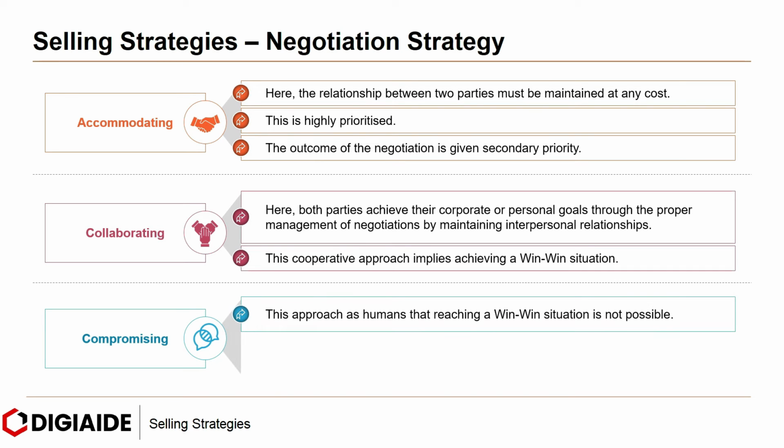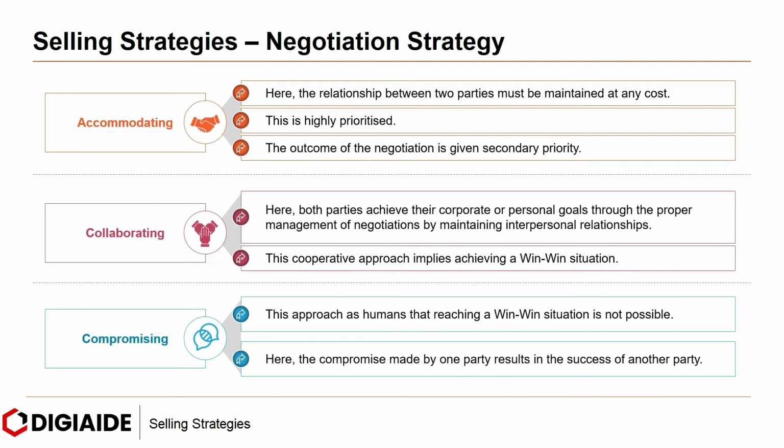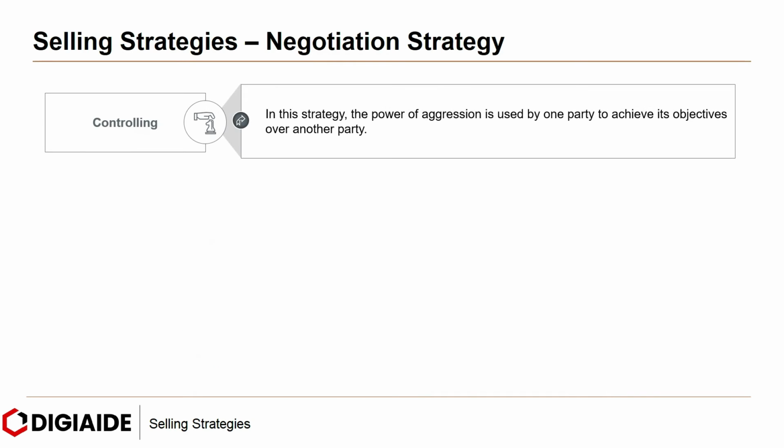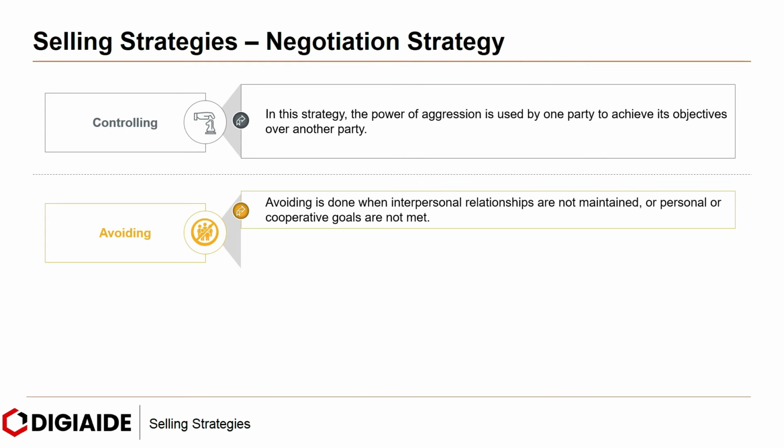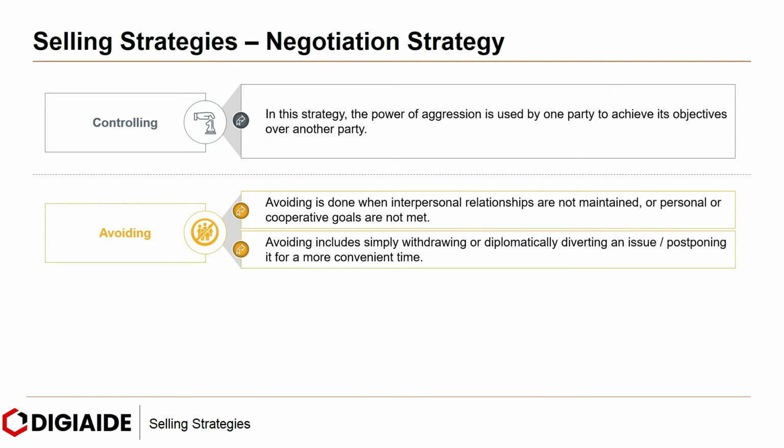Third, compromising. This approach assumes that reaching a win-win situation is not possible. Here, the compromise made by one party results in the success of another party. Fourth, controlling. In this strategy, the power of aggression is used by one party to achieve its objectives over another party. And finally, avoiding. Avoiding is done when interpersonal relationships are not maintained or personal or cooperative goals are not met. Avoiding includes simply withdrawing or diplomatically diverting an issue, postponing it for a more convenient time.